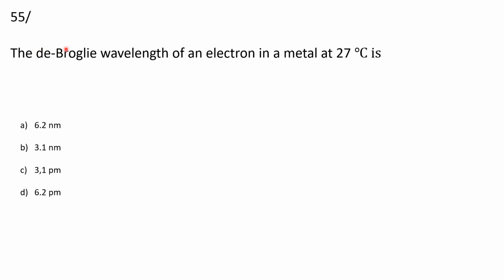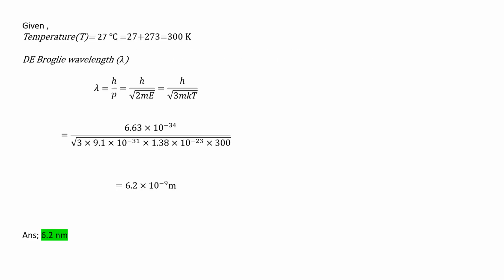Then the de Broglie wavelength of an electron in a metal at 27 degrees Celsius is, options are 6.2 nanometer, 3.1 nanometer, 3.1 picometer, and 6.2 picometer. And here is our solution. In the question it has been given that the temperature is 27 degrees Celsius. So by converting it into Kelvin, we can write it as 27 plus 273, that is equal to 300 Kelvin.